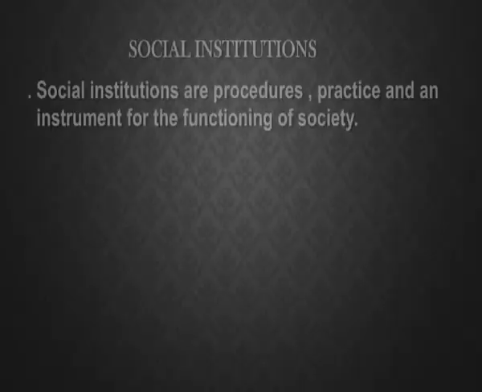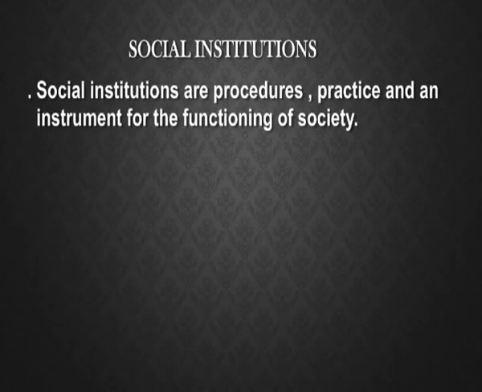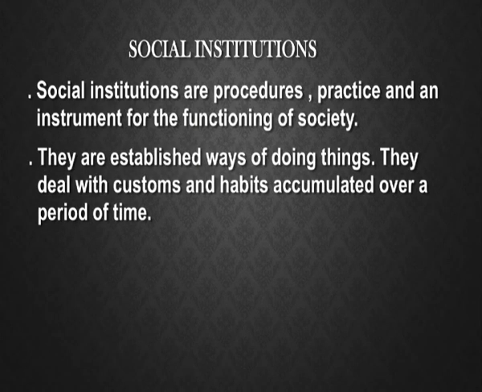So, that means social institutions are actually procedures and practices, and they are an instrument for the functioning of society. Say, for instance, if you are interacting with your parents, you are interacting with them in the context of the family as a social institution. And when you interact with your parents, there is an established way in which you will interact with them. For example, you could be informal with them, you could fight with them, you could laugh with them, you could joke with them.